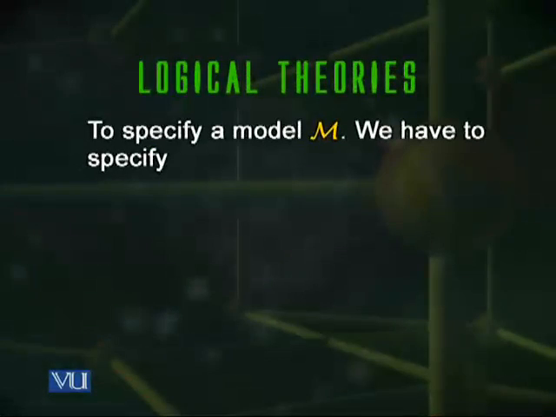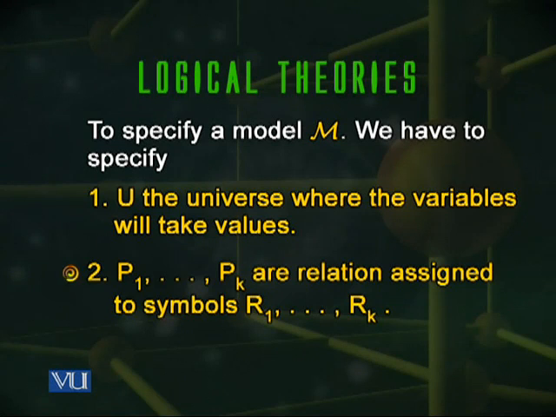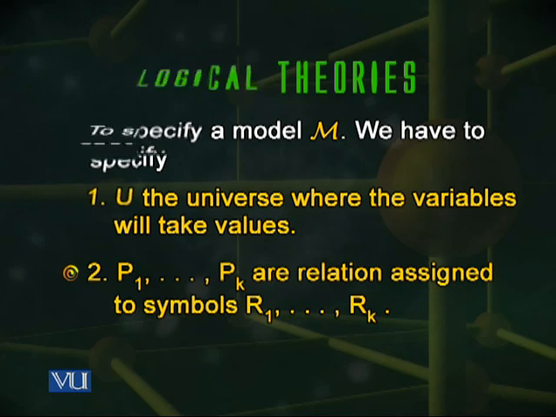To specify a model, we have to specify U, the universe where the variables will take values, and each relation symbol is assigned a real relation over that universe. So if P1, P2, up to Pk are relations over the universe, they are assigned to the symbols R1, R2 up to Rk. Once we have assigned the relations, we have a model. Now we can look at sentences over this model, and these sentences are either true or not.